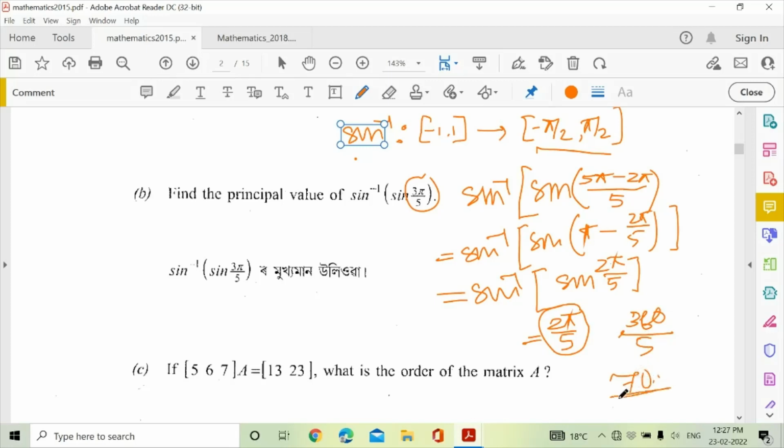That means it will be 72 degrees, and it is known to you that 72 is less than 90. So pi by 72 degrees is less than 90 degrees. That means twice pi by 5 lies between minus pi by 2 and pi by 2. That's why it should be our correct answer. I think you have got my point.